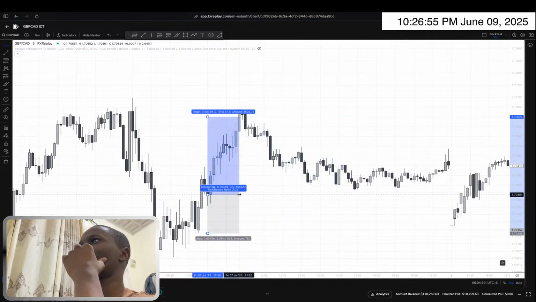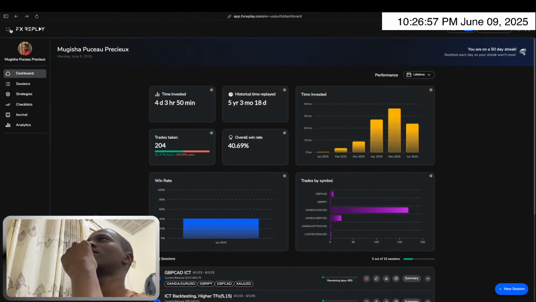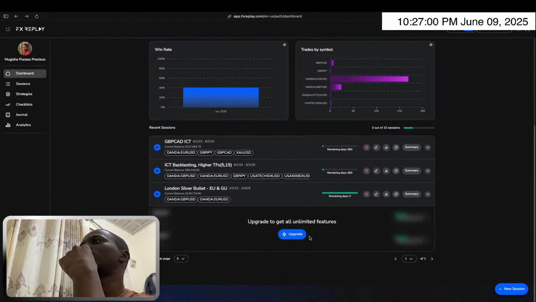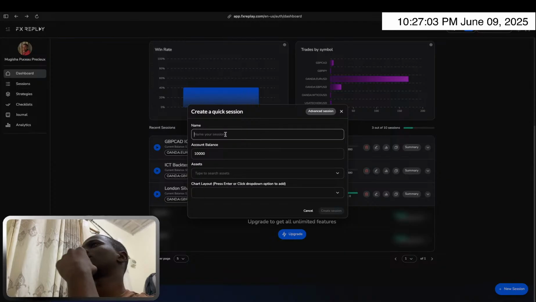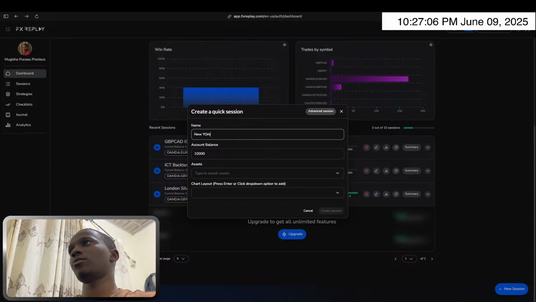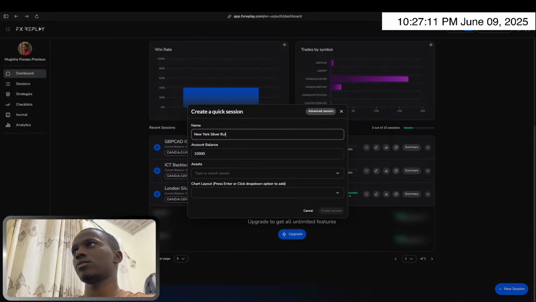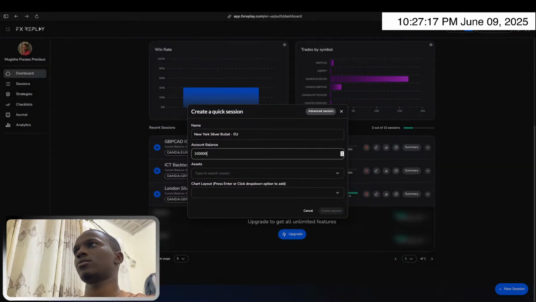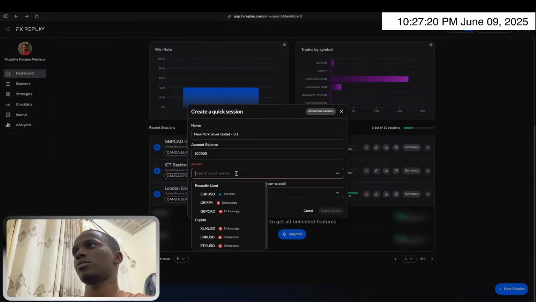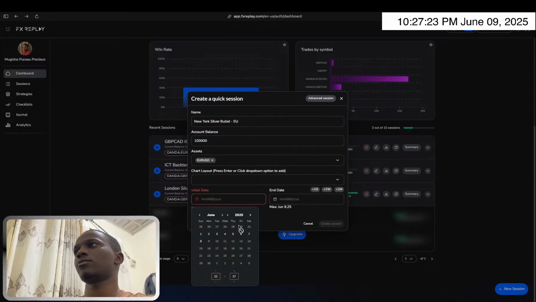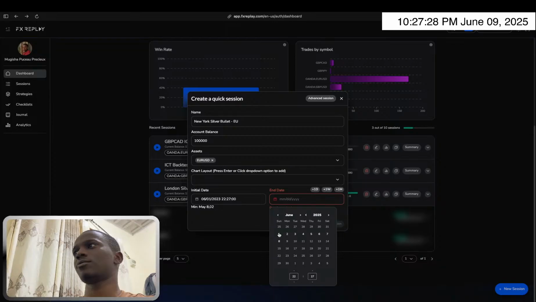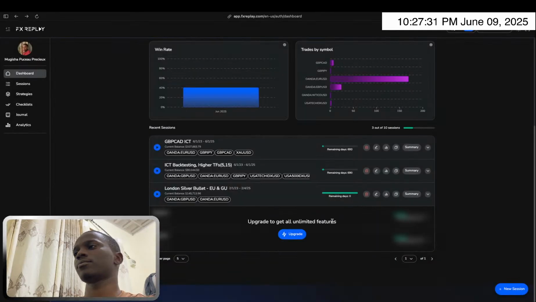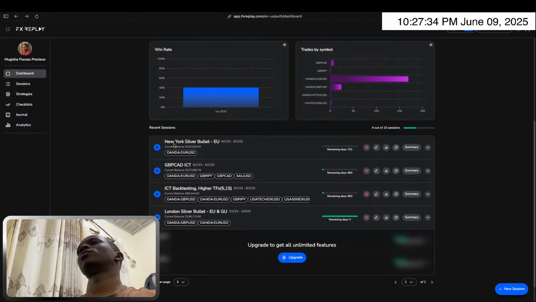By the way, I really like to backtest the New York silver bullet and EU. So I think I'll try it tomorrow though. New York silver bullet, EURUSD, 1st June 2023 to 1st June 2025. Yeah, I'll be backtesting New York silver bullet anyways.